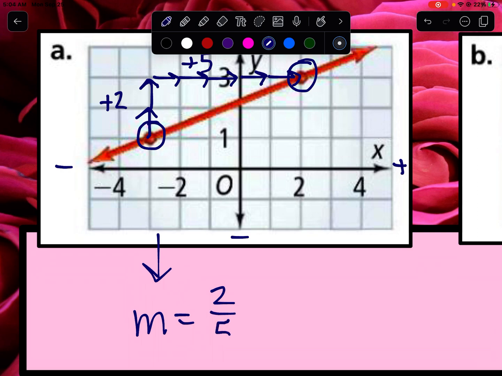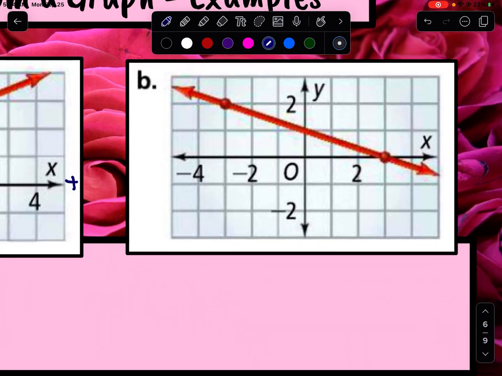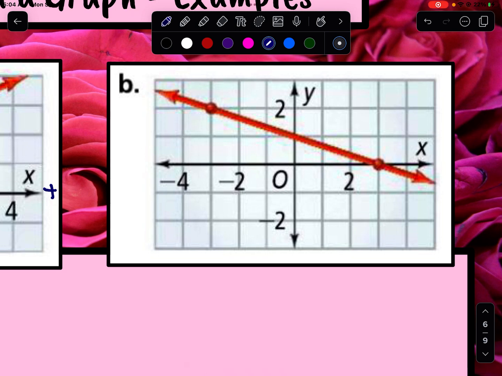Okay. So let's look at this one. I'm going to start with my leftmost point, and I need to go down. Oops. I need to go down 1, 2. So that's a minus 2 over 1, 2, 3, 4, 5, 6. Minus 2 over positive 6.